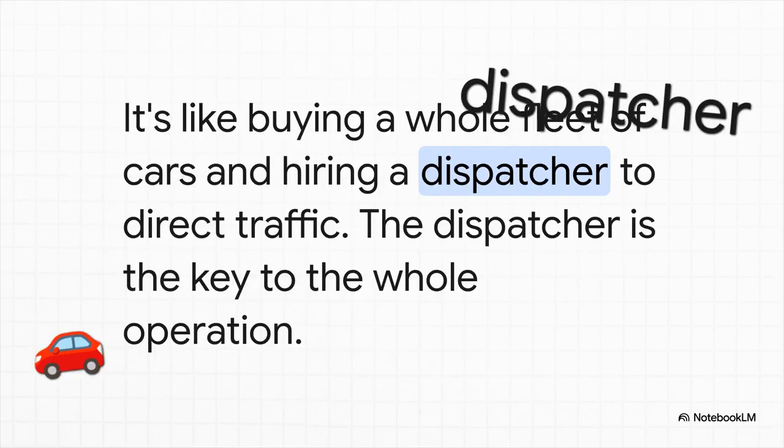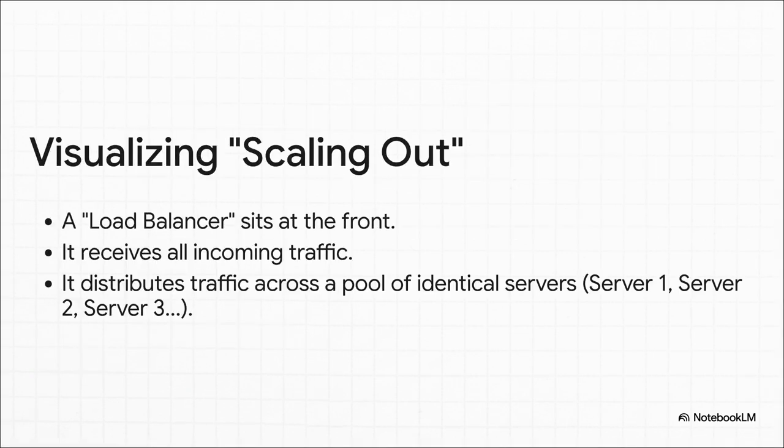Let's go back to our analogy. Instead of buying that one giant bus, you buy a whole fleet of regular cars. Now, to make this work, you need a brand new, crucial component. You need a dispatcher who tells passengers which car to get into. This dispatcher is the absolute key to the whole operation. In the tech world, that dispatcher is called a load balancer. It sits right at the front door, and all the user traffic hits it first. Its only job is to intelligently hand out those requests across that whole pool of identical servers. If one server is busy or maybe it even fails, the load balancer just shrugs and sends the traffic to the others. No big deal.